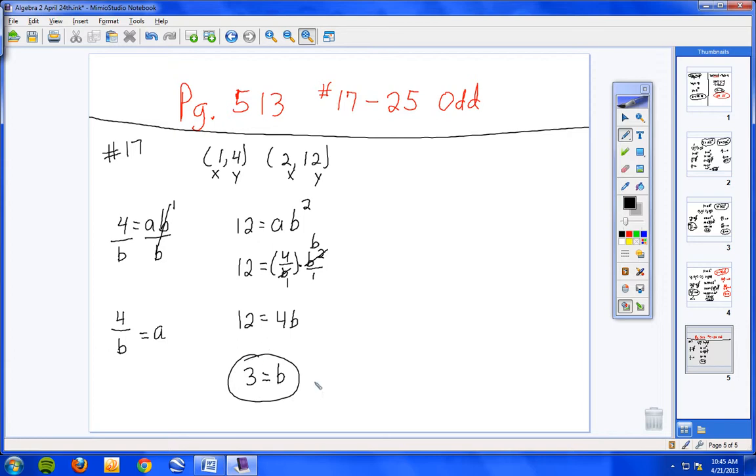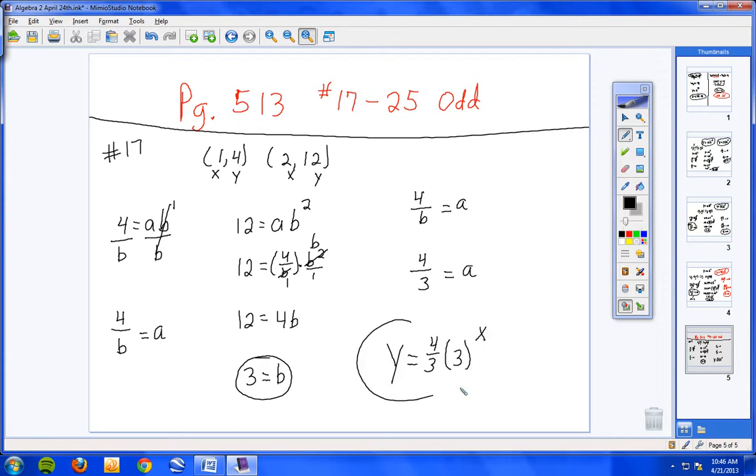Now step 4 says take your b value, which is 3, and substitute it in for b right there. So we're going to do that over here. So 4 over b equals a. So 4 over 3 equals a. So now you know what a equals. Pretty simple, 4/3. So your answer is y equals, where a is, we put 4/3. Then parentheses, where b is, we put a 3. And then our x. So there's number 17.